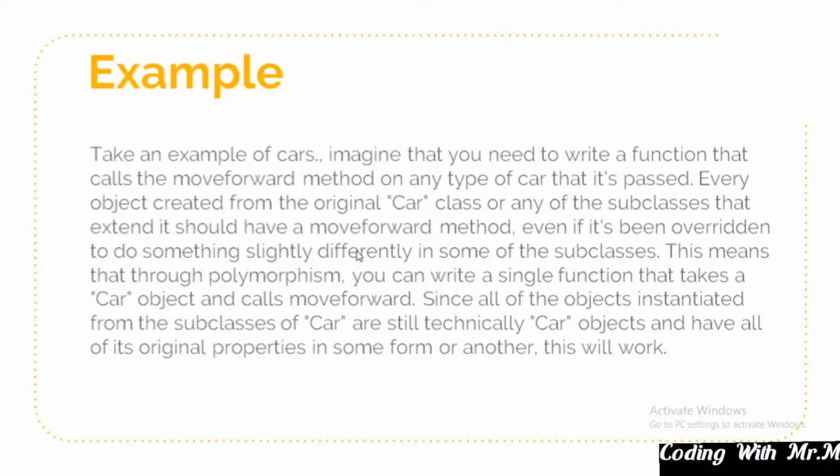This means that through polymorphism, you can write a single function that takes a car object and calls the move forward method. Since all the objects instantiated from the subclasses of car are still technically car objects and have all of its original properties in some form or another, this will work.